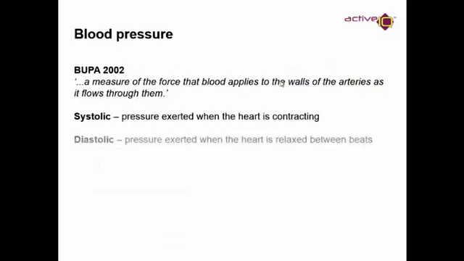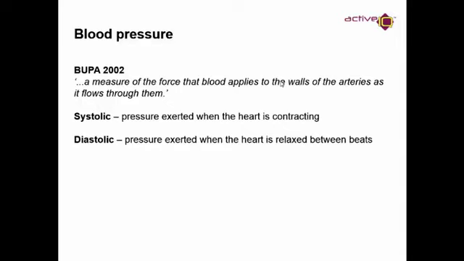Last thing we're going to look at is blood pressure. Blood pressure is a measure of force on the walls of the arteries as the blood flows through them. So someone's blood pressure is how much force is being pushed against an artery. Okay, that's what blood pressure is.